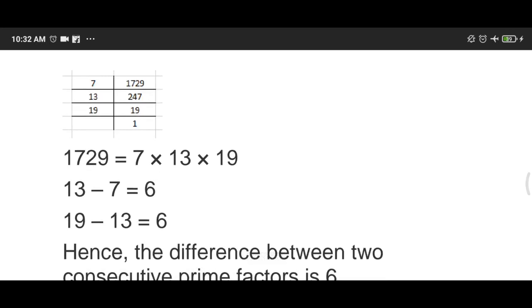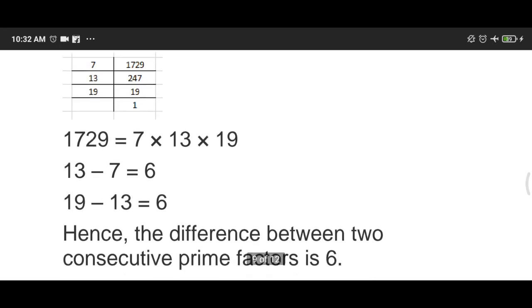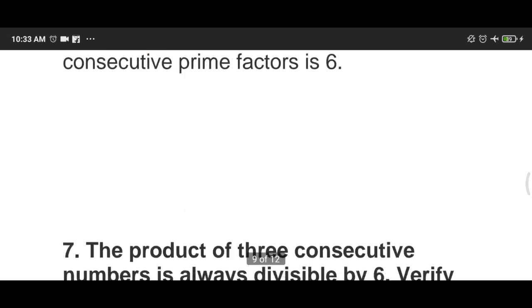Now what do you see? The consecutive prime factors have a difference of 6. Now here you can see 7, 13 and 19. 7 and 13 have a difference of 6, and 13 and 19 also have a difference of 6. So there is one thing common in all the factors, that they have a difference of 6.